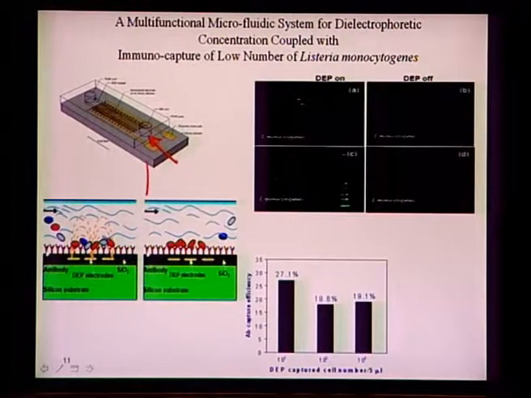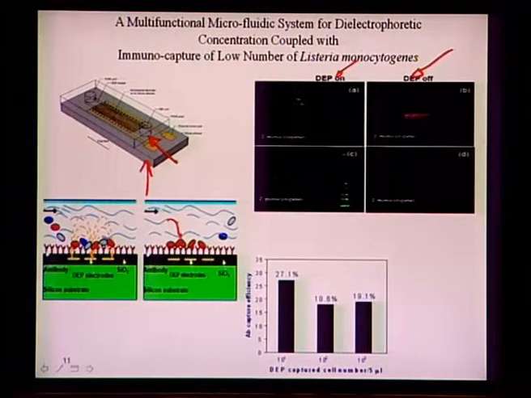This is the PDMS part, this is the silicon part. The silicon is coated with electrodes, PDMS is seated on the top of it, and it has a replicated channel chamber combination. Here you are applying DEP and also capturing with antibodies to see whether there is a specific capture. You can see here with DEP on and off there is a drastic change in the capture rate.